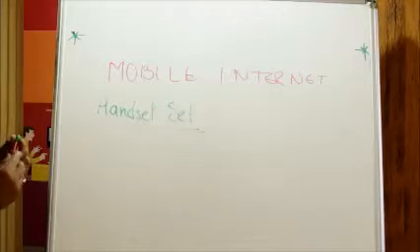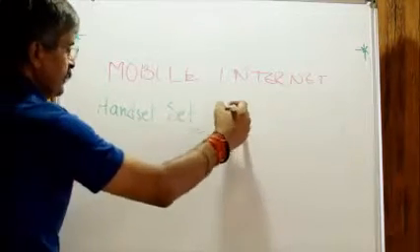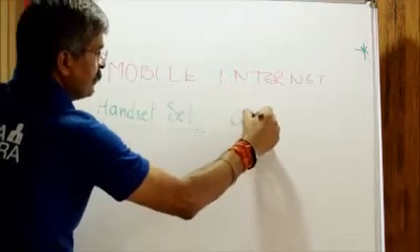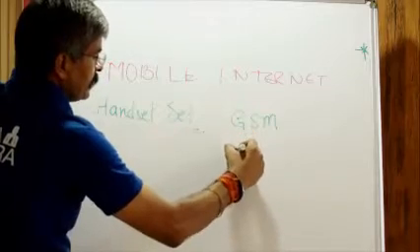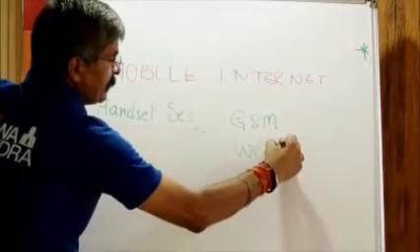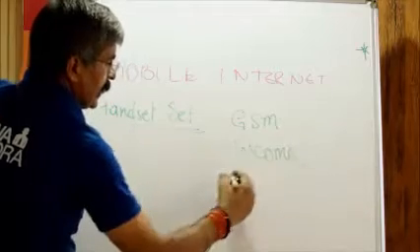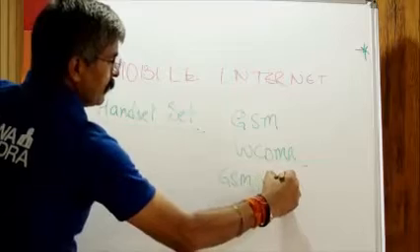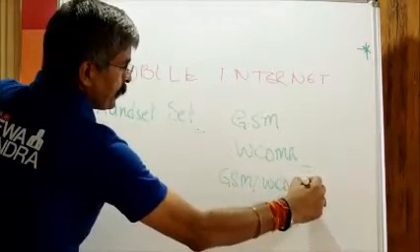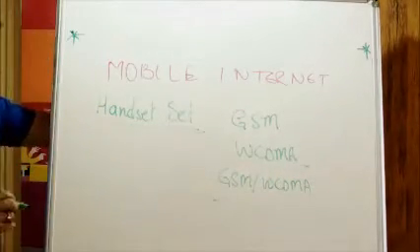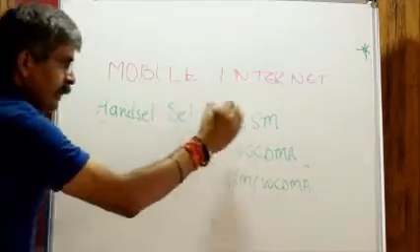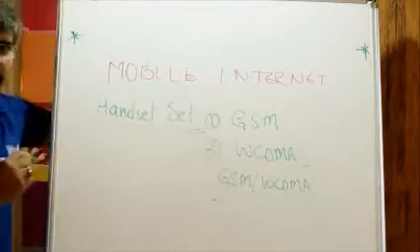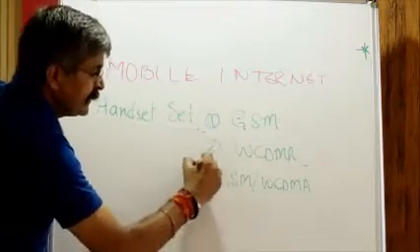And how we come to know about the handset is that it provides access in terms of GSM and WCDMA, and there may be GSM only, or WCDMA only. When we talk about GSM only, this is the 2G mode. WCDMA only is the 3G mode, and GSM/WCDMA is the 2G and 3G switchable mode.